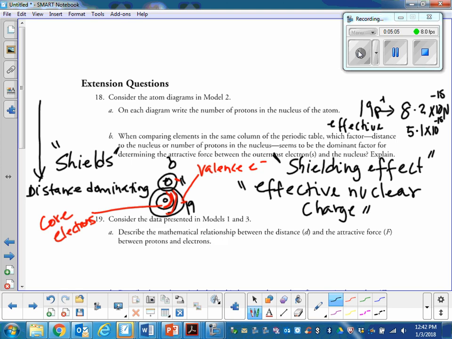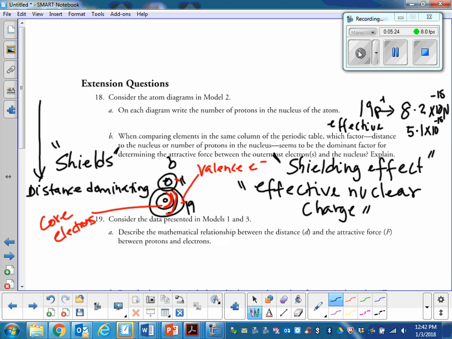Because the force is lesser, the distance is the dominating factor. The increased number of protons does not lead to an increased attraction. Do we understand this? Do you understand what the shielding effect is and what effective nuclear charge is? Do you all understand this?